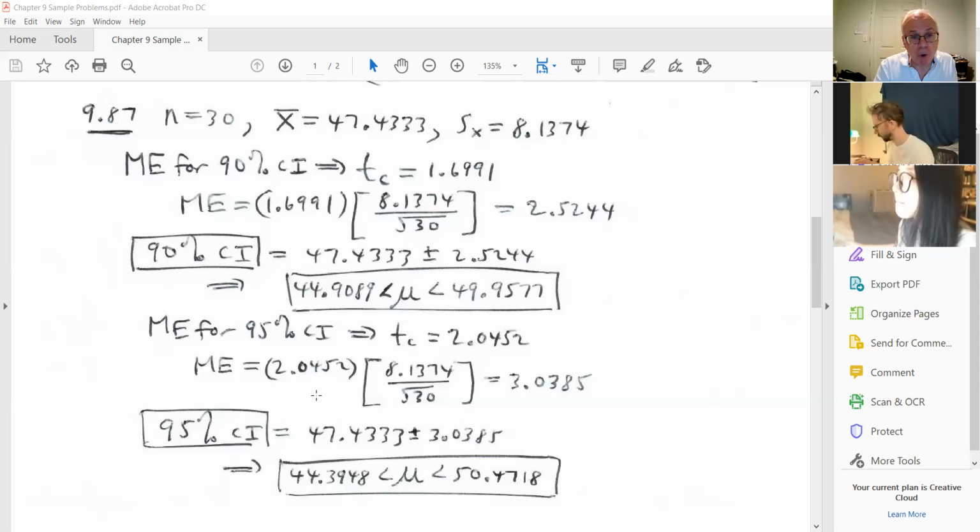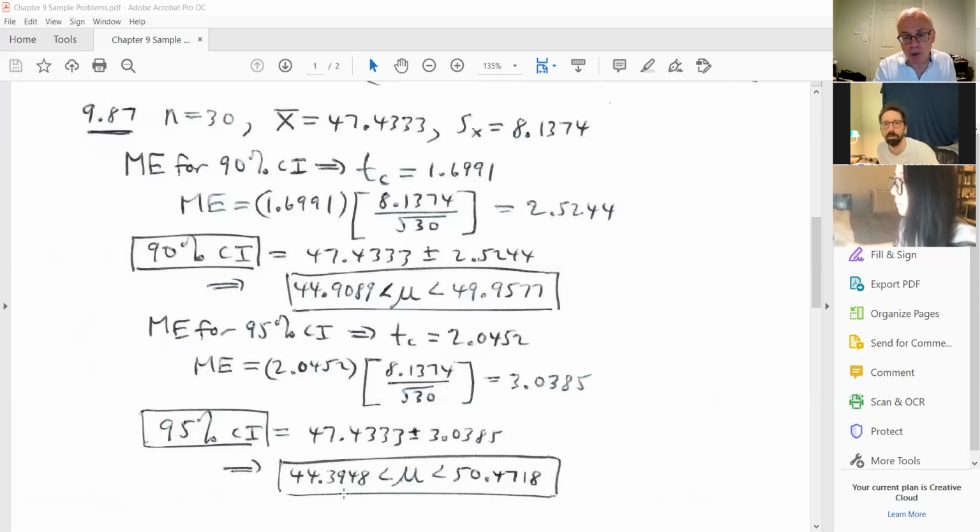Now, for the margin of error for a 95% confidence interval, the only thing that changes in this entire formula for the margin of error is the critical value. The standard error is the same, no different there. The T critical value for 95% with 29 degrees of freedom is 2.0452. You multiply that times the standard error and you get 3.0385 as your margin of error. And you add and subtract it, you get these endpoints, which matches the book's answer.